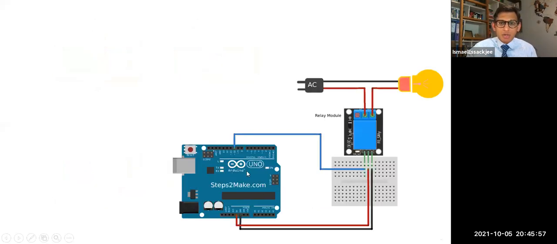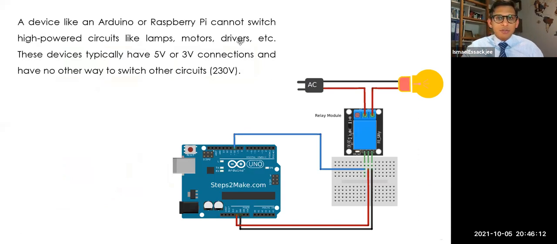Okay, this is an example. You have your circuit here, and you're going to interface that with an AC circuit with a bulb, the usual bulb or light that you have at home, 230 volts. So you can use a relay module to help you achieve that. Let's read a bit quickly now. A device like an Arduino or Raspberry Pi cannot switch high-powered circuits like lamps and motors. These devices typically have a 5-volt or 3-volt connection, and on the big circuit you usually have 230 volts.